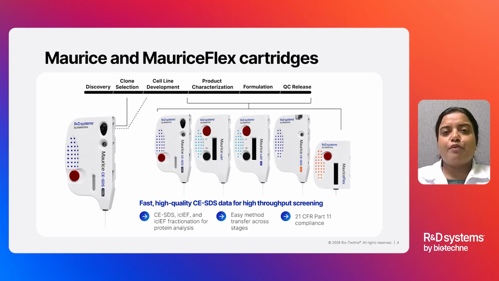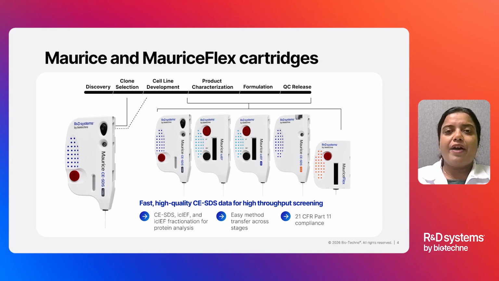As the project moves from early development into characterization, formulation, and QC, methods can be transferred seamlessly, helping maintain consistency across teams and sites. The platform's standardized workflow and pre-assembled cartridges support reproducible results while reducing training requirements and hands-on time. For high-throughput screening applications, Maurice delivers fast, high-quality data, enabling rapid decision-making during clone selection and process development.